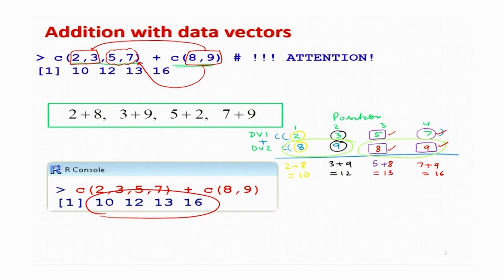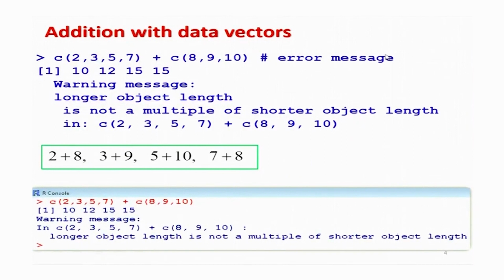But here what you can see, I have taken an example where the number of elements in the first and second data vector are exact multiples. So, data vector 1 has 4 elements and data vector 2 has 2 elements. But now what will happen if data vector 1 has 4 elements and data vector 2 has, suppose, 3 elements? Let us try to understand this also.